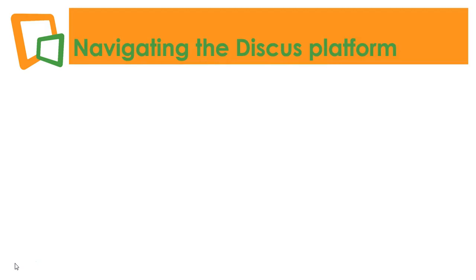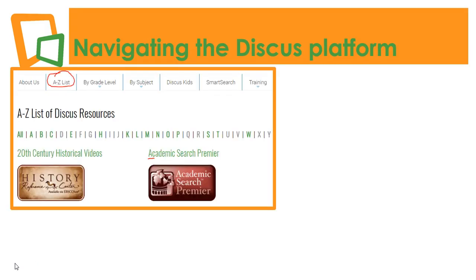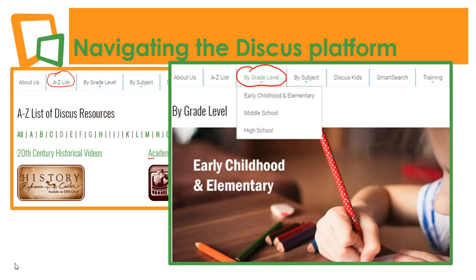So navigating the Discus platform, if you have not used it before, there are two of the best ways to navigate our platform. One is via the A to Z list linked from scdiscus.org, where you can simply click A to Z list, select a letter, and go directly to that database. We also have a navigation drop down by grade level if you want to just familiarize yourself with those resources that we have available for a particular grade level.